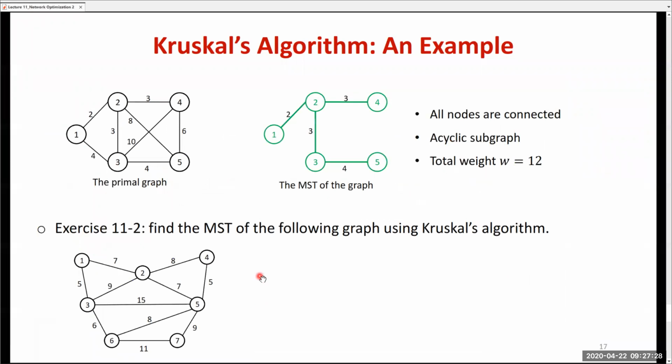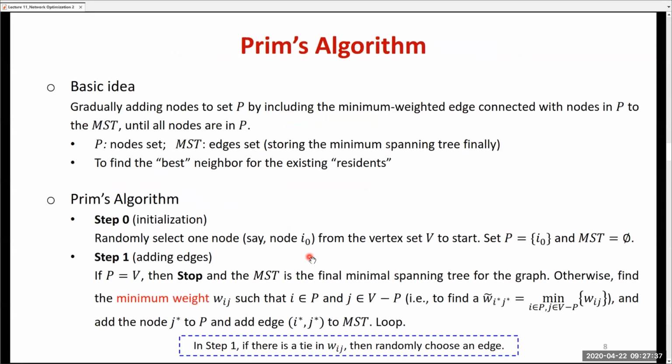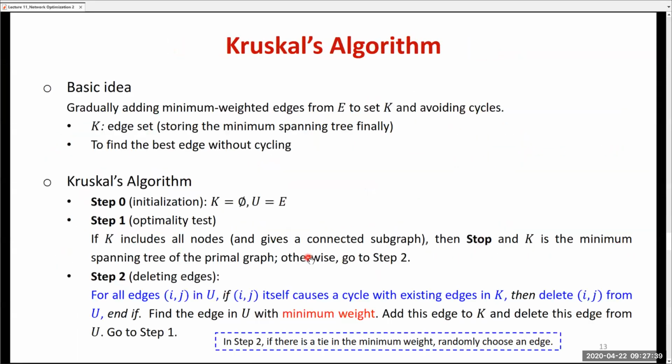And if we have a closer look at Kruskal's algorithm and Prim's algorithm, we just compare them. Let's start from Kruskal's algorithm because we just finished it. In Kruskal's algorithm, after the optimality test, what I'm gonna do is to actually delete edges. You see it? We delete because the edge itself causes a cycle with existing edges in K, or we remove it because we choose it.